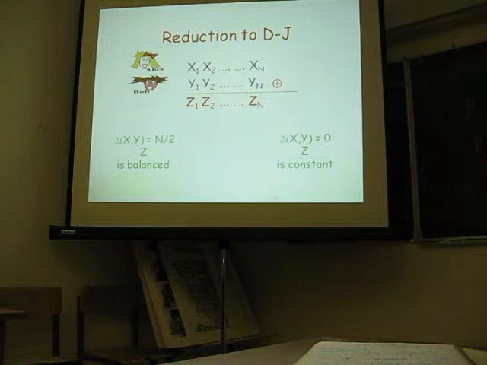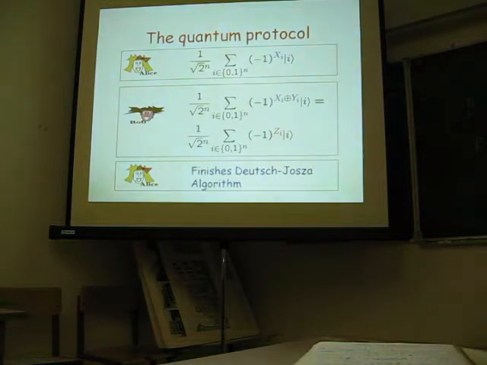Of course, she doesn't have Z, but she has x and Bob has y. So how does this work? Here's the quantum protocol, and look at the similarity with the algorithm. First Alice prepares a state with amplitudes minus 1 to the xi on basis state i. And this state she can prepare by herself, because she knows the values xi. So she can actually construct a state that looks like this. And now this state she sends over to Bob.